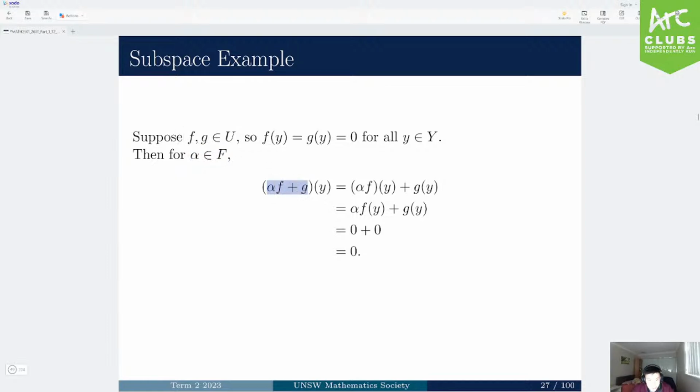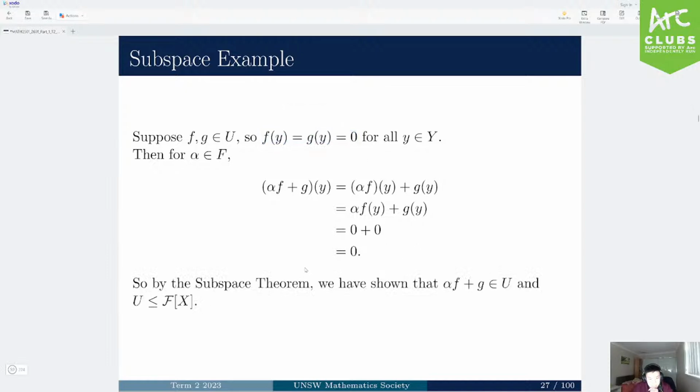Then if we look at alpha f plus g and we want to evaluate this at y, well, we can easily expand this out to alpha f of y plus g of y, and that's going to equal 0 plus 0, which equals 0. Because we know our original f and g are inside U, which means that f of y and g of y are equal to 0. And hence, by the subspace theorem, we've shown that alpha f plus g is inside U, which means that U is a subspace of the set of functions on X.